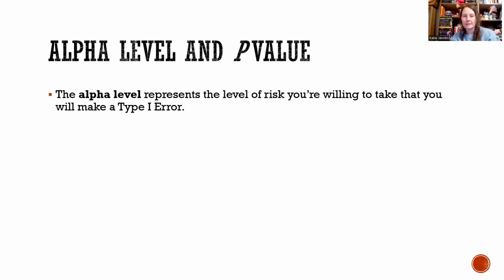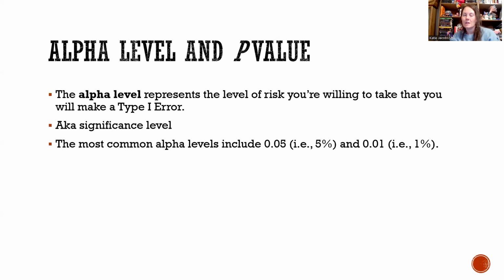So alpha level and p-value. The alpha level represents the level of risk we're willing to take that we will make a type 1 error when rejecting the null hypothesis with our data set. In other words, this is called our significance level. The most common alpha levels that we'll use are 0.05 and 0.01. For this class, we'll almost always use 0.05, and that's what we'll use unless I direct you to do otherwise with the things that we're doing for the class.